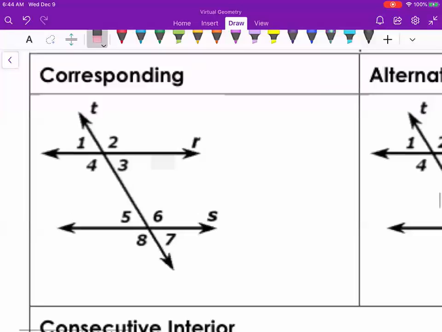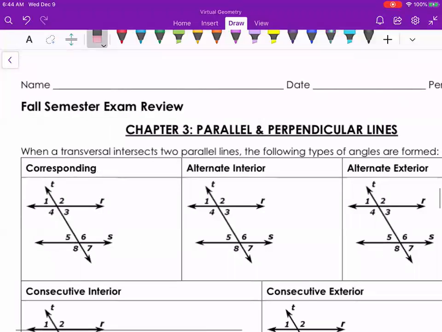Hi, everyone. We are looking at our next section of our semester exam review, and we're going to be looking at Chapter 3, which is parallel and perpendicular lines. So we're going to be looking at what happens when we have parallel lines intersected by a third line called your transversal. And we're also going to look at the equations of lines because we took those parallel and perpendicular lines and put them on a grid and had to deal with slope and y-intercept and finding the equations and all of that fun stuff.